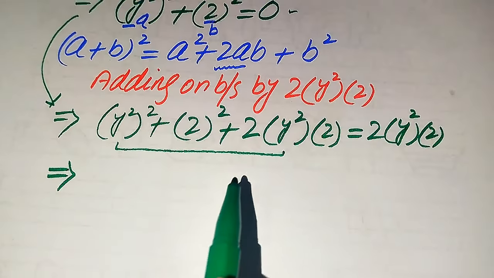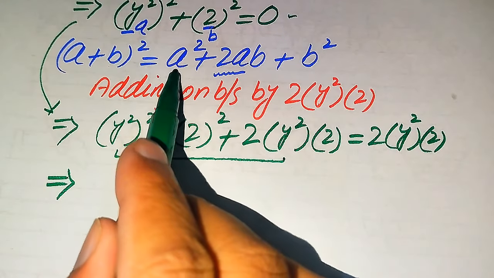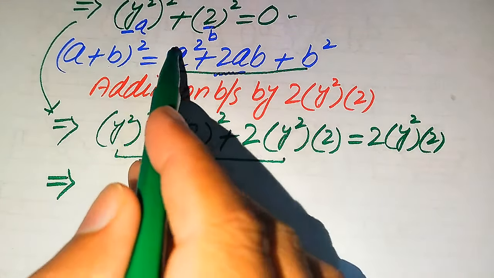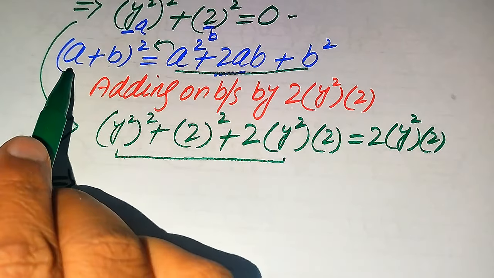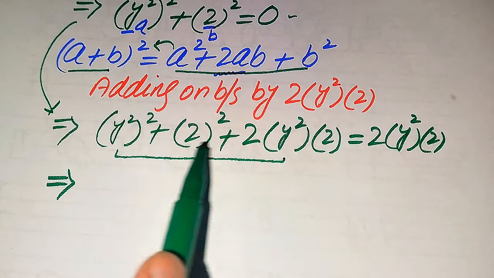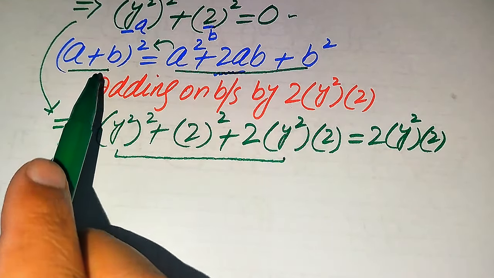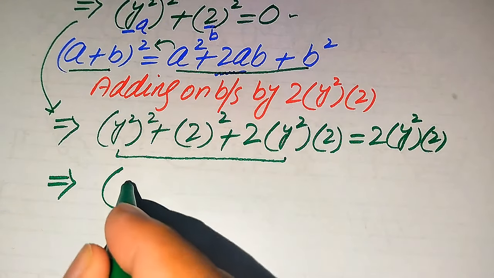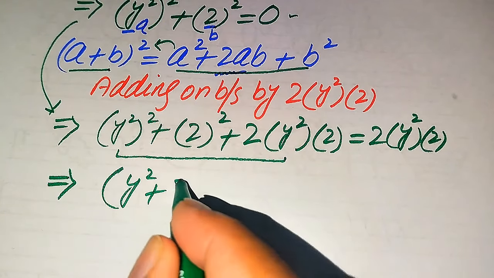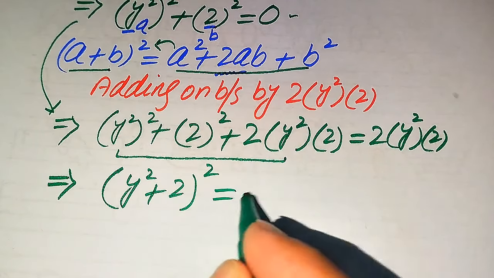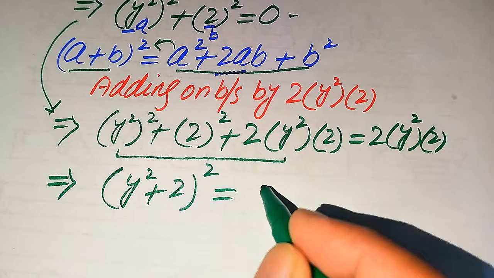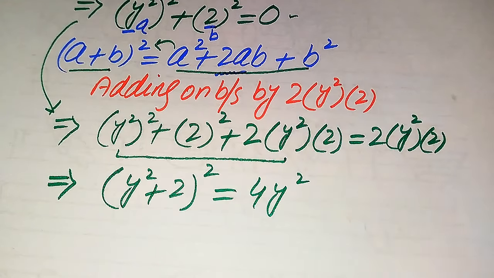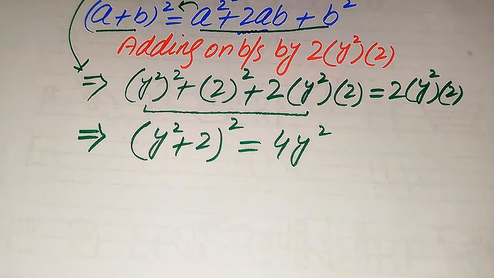So here we use this formula and combine. If you combine these terms, we get this combination form. We write all of these terms in this form, and it will be written as (y square plus 2) whole square equals, here 2 times 2 becomes 4 times y square. So here we just complete the square of the given equation.